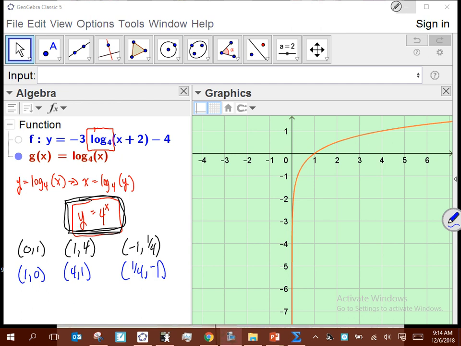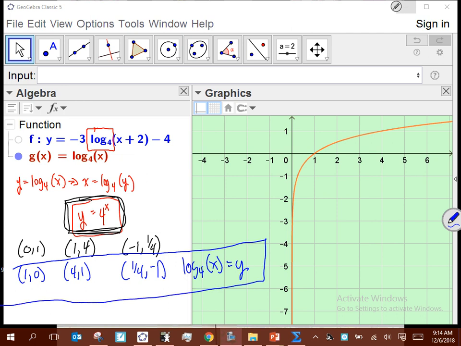Those points should be on the what of y equals 4 to the x? The inverse. And the inverse of 4 to the x is log base 4 of x. Does that make sense, everybody? So those 3 points are 3 points that come from that parent function right there. Is that all right? So those are the ones I'm going to start with.